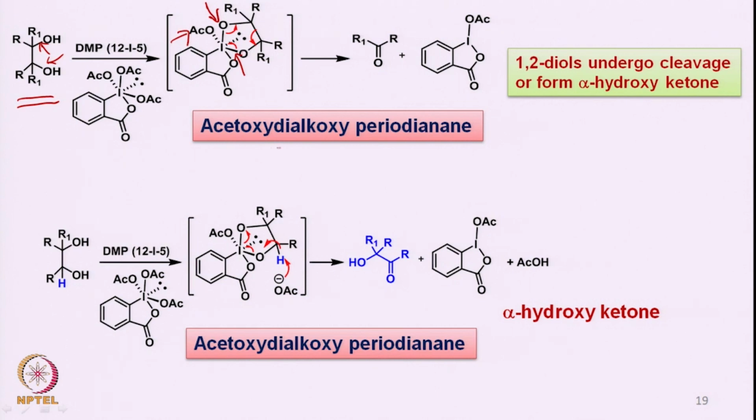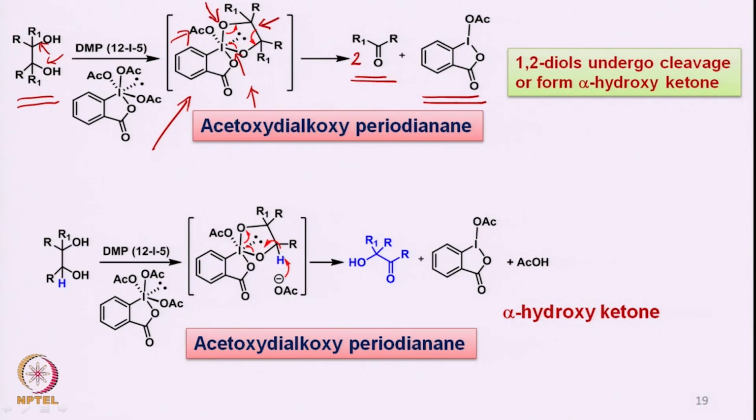So this is what is called an acetoxy dialkoxy periodinane here, and that undergoes a cleavage as I have shown here to cleave this particular carbon-carbon bond to form this ketone, which will be of course 2 of them, and you then regenerate the reduced species from the oxidizing agent. So, this intermediate is a very important intermediate where 2 acetoxy groups are replaced by the 2 hydroxy groups of the diol.